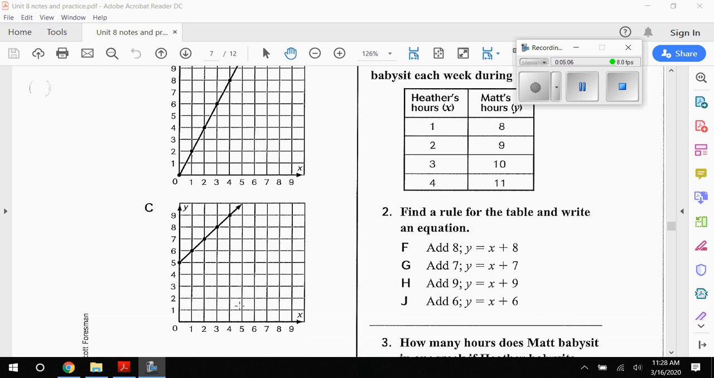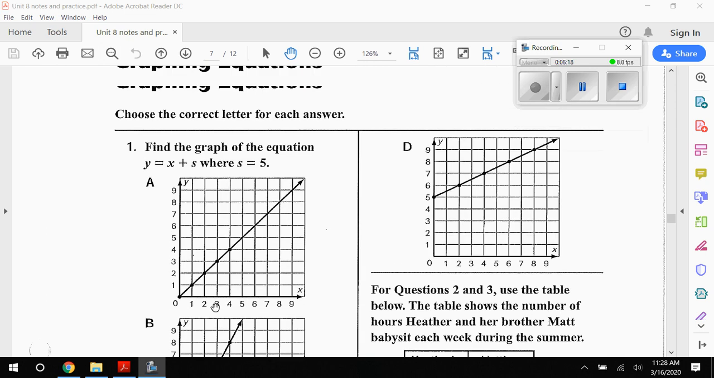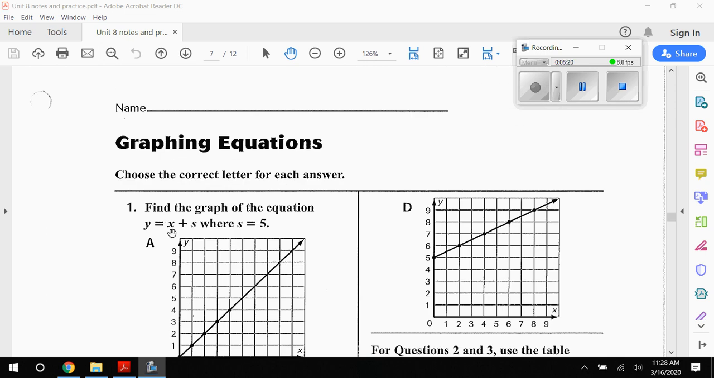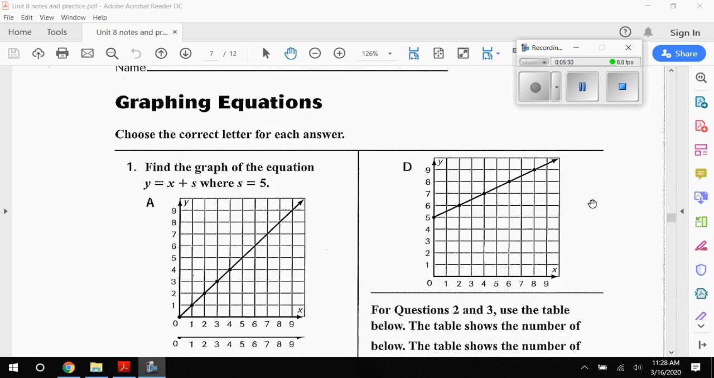All right, so again, you can review that. You can rewatch that part of the video a couple times if that doesn't make sense. What did we do? We made a table. We plugged in 0, 1, 2, and 3, and then we solved this part of the expression: 0 plus 5, 1 plus 5, 2 plus 5, 3 plus 5. Then we compared that with our graphs to find the right one.